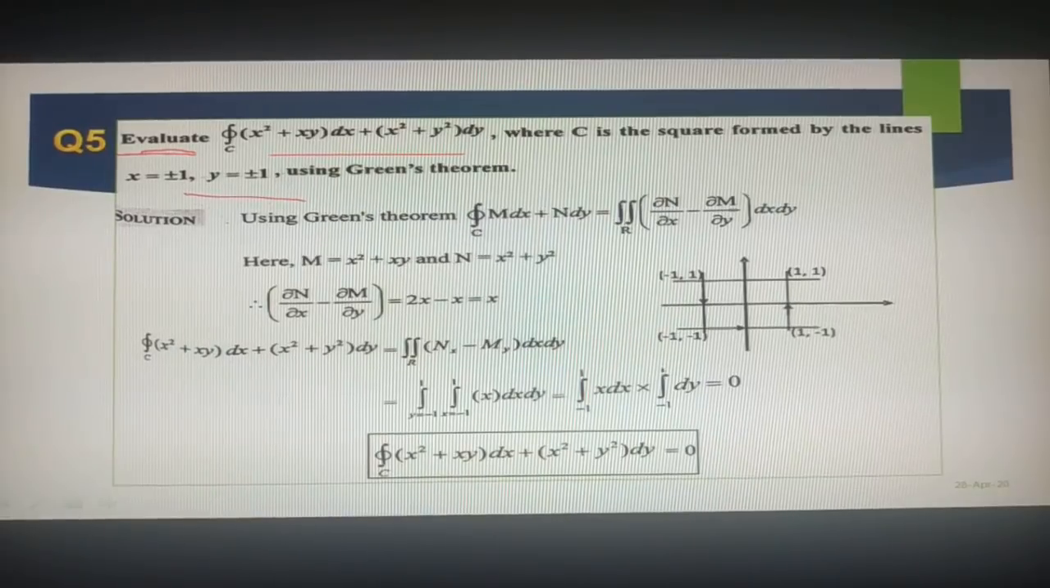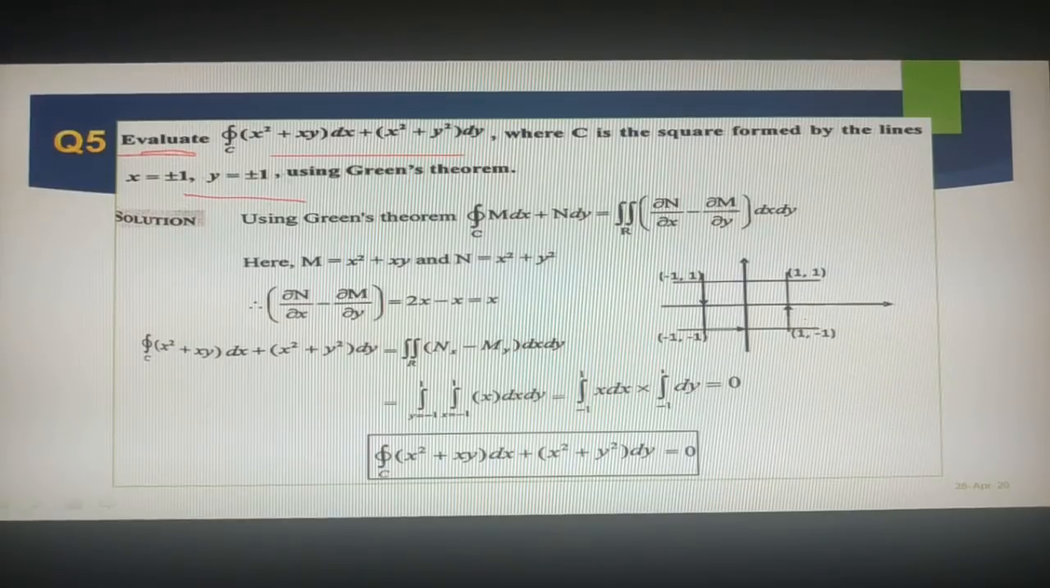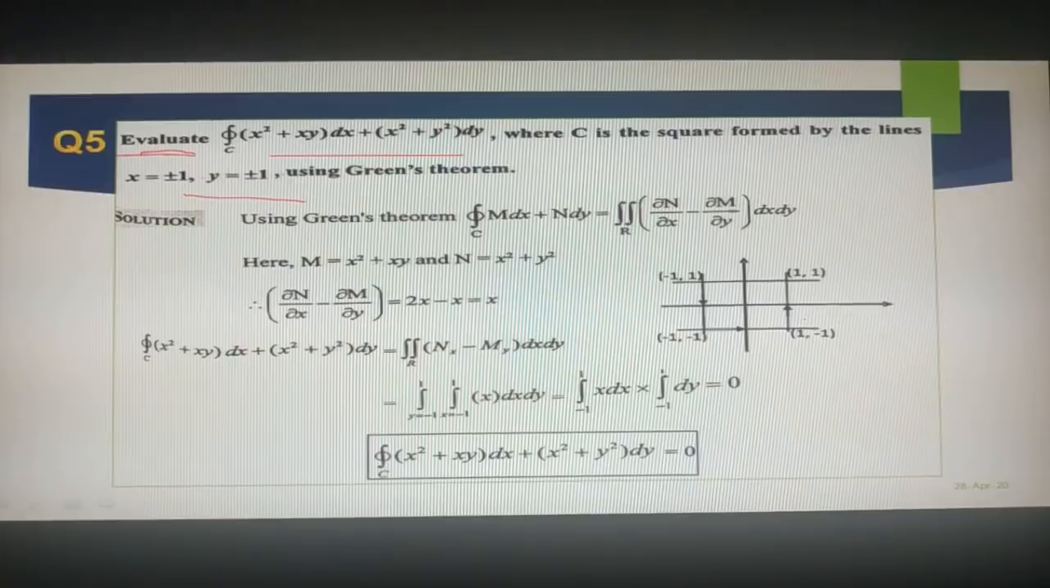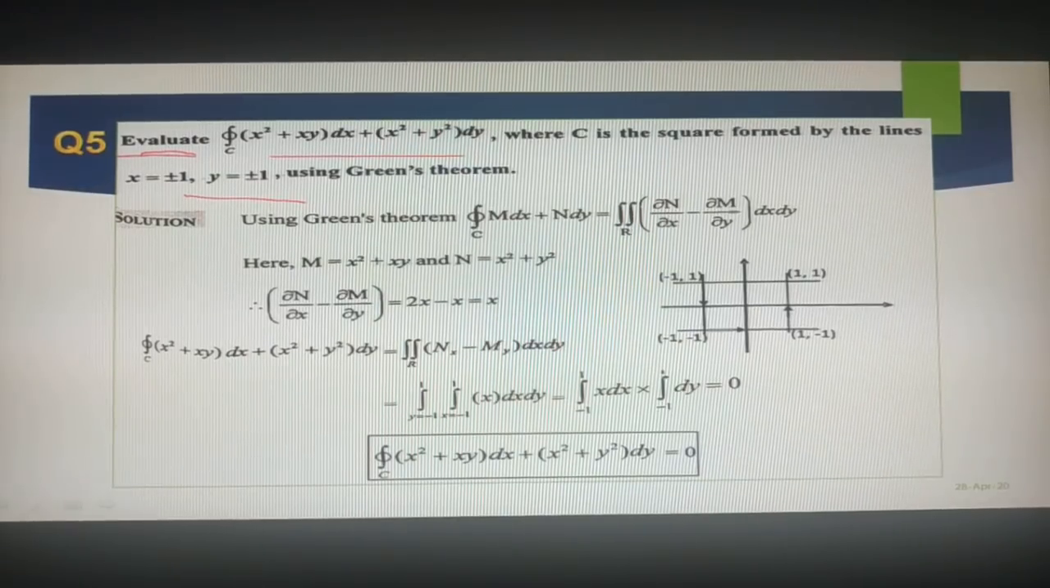Okay. So if they ask you to evaluate, only the RHS side is enough. No need to find the LHS side. Means along the curve, if you go, it will take a lot of time, and the calculation part will be more, right? So when they ask verify, you have to prove both left hand side and right hand side. When they ask only to evaluate, simply evaluate the right hand side. That's enough. So that is what we are doing here.